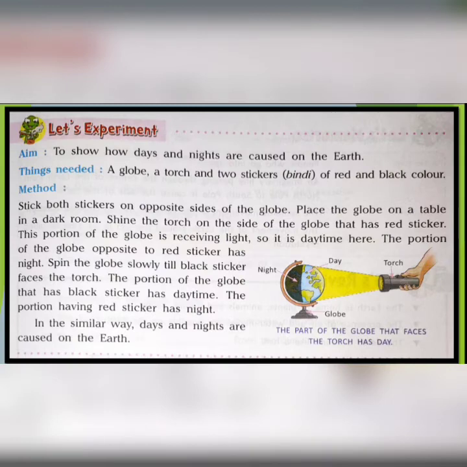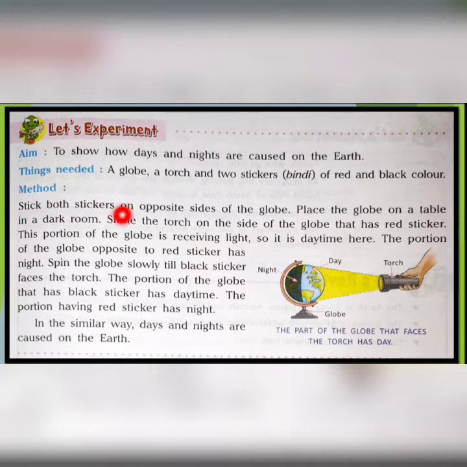Now next, see, one experiment is given. What is the aim of this experiment? To show how days and nights are caused on the Earth. For this what do we need? A globe, a torch, and 2 stickers of red and black color. And how can it be done?